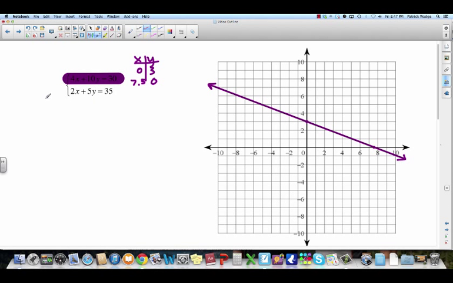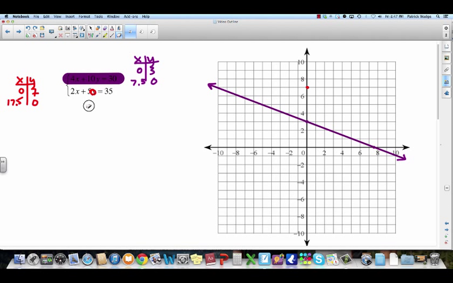Okay, let's do another one. Let's do this one here. If you did this one with this x and y-intercept method, you do end up with a problem. Because if you put 0 into x, what do you have to multiply 5 by to get 35? 7. Okay, that's fine. 0, 7, no problem. But then if you put 0 into here, so that's 5 times 0, 0, 2 times what equals 35? 17.5. Well, 17.5 is way off my grid. You can't graph it. It's not going to work.